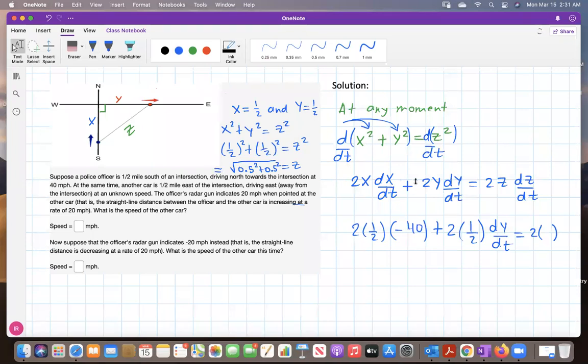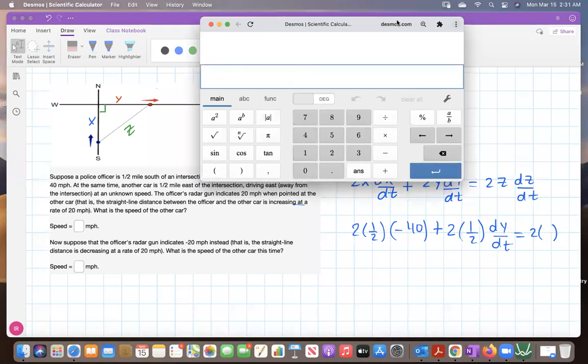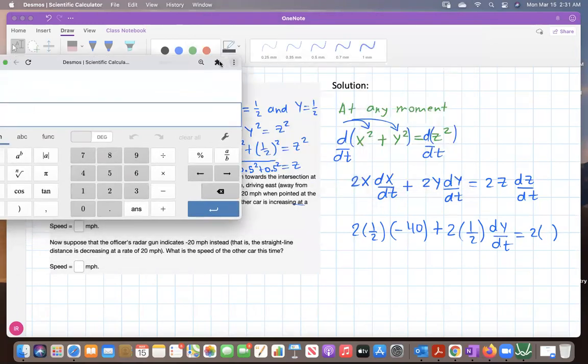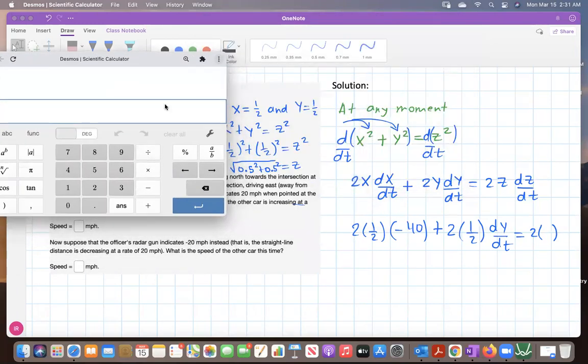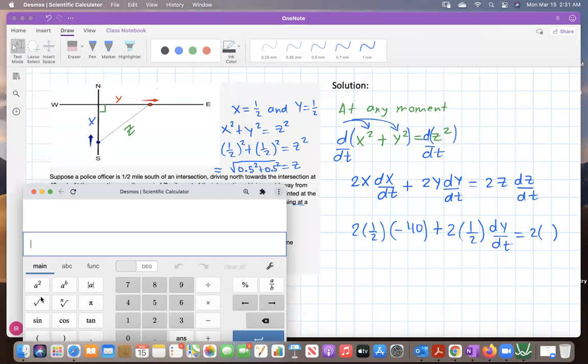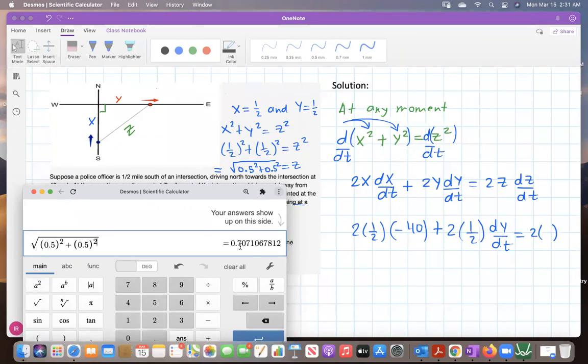Let's compute it. The square root of 0.5 squared plus 0.5 squared is approximately equal to 0.707, right? 0.707.